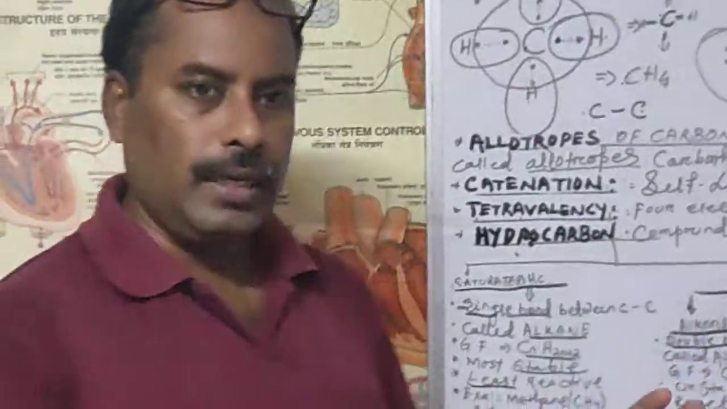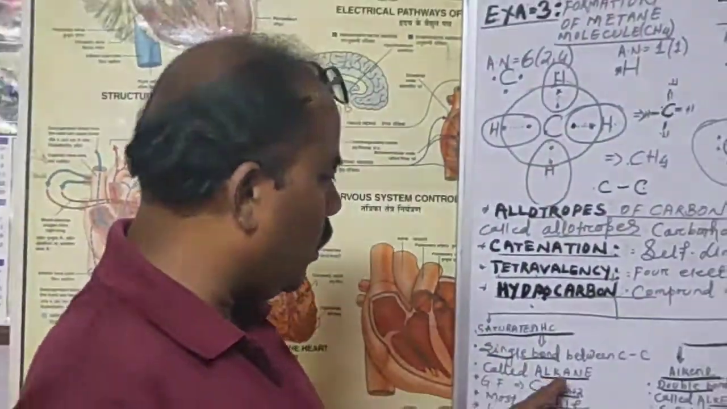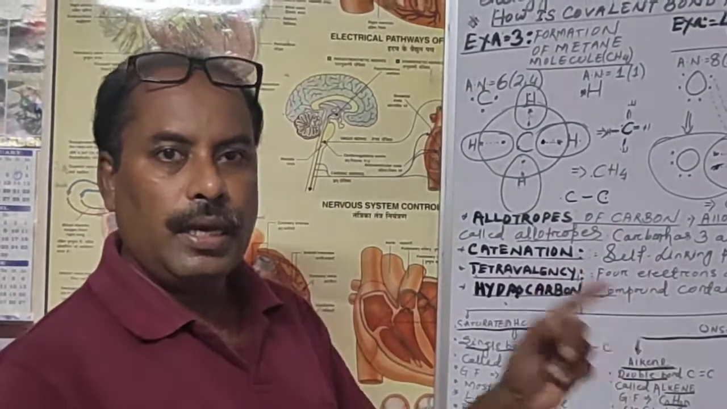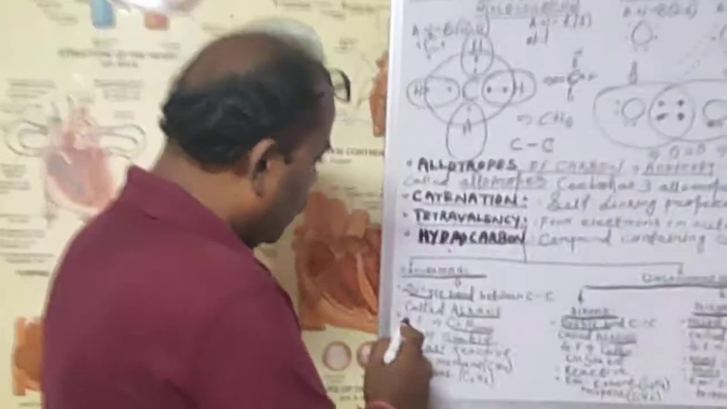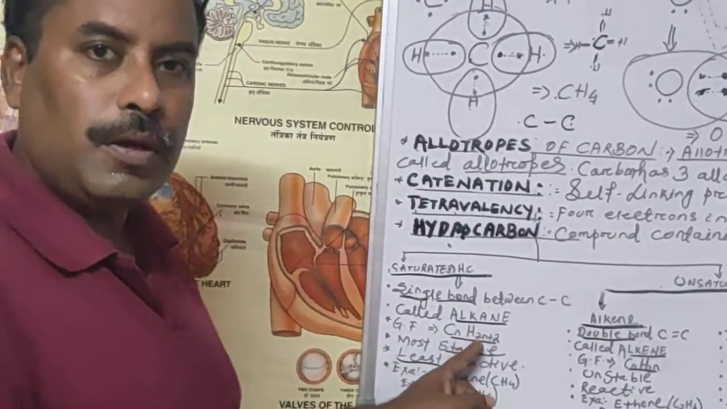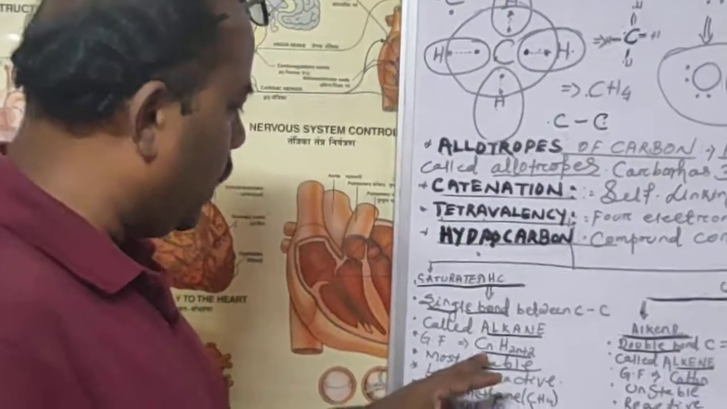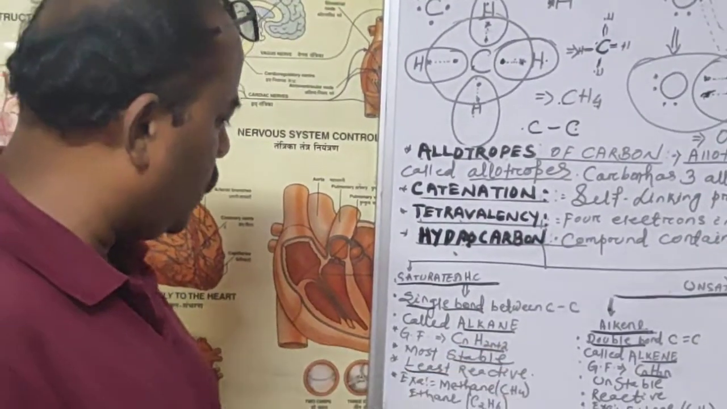The saturated hydrocarbon is generally called alkane. Those compounds having single bonds between carbon and carbon atoms are called alkane, A-L-K-A-N-E. Then their general formula is CnH2n+2. How they are made, I will discuss in the next class, but their general formula will be CnH2n+2.